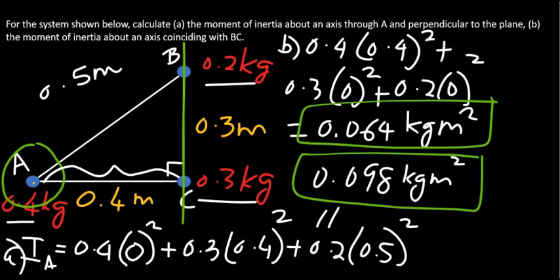So what this calculation shows is that it would be easier to accomplish that rotation compared to that rotation, because the moment of inertia for the second case is smaller than the moment of inertia for part A, and that solves the problem.